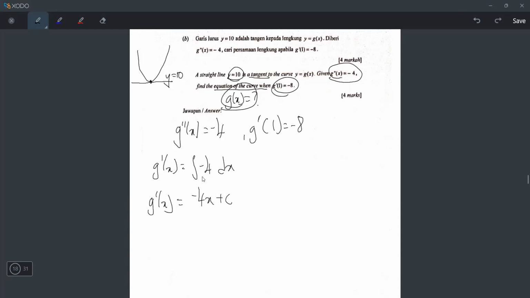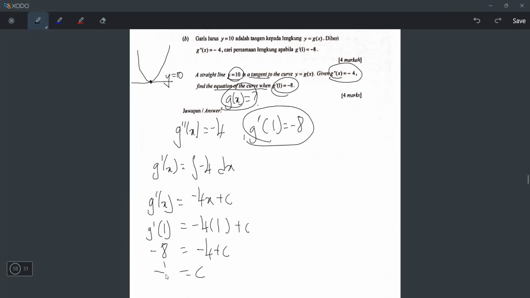And if you want to find the c, you need 2 things. You need x, okay? And you also need the y, right? But it's okay. Remember they give you this info. G prime 1 equals negative 8. So can I change the x in negative 4x to 1, like this? Because if I change to 1 here, then the g prime 1 I can replace with negative 8 already. Then I can find my c, and my c is negative 4.